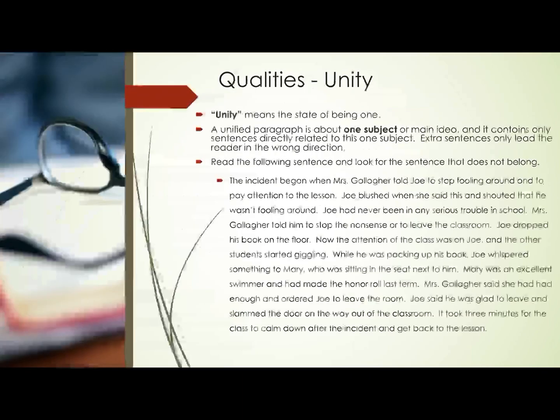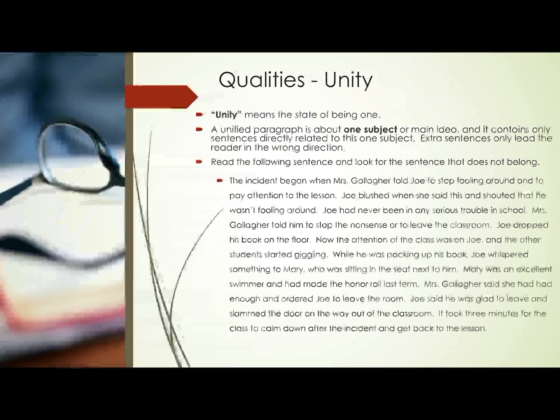Let's move on to qualities. We had 3 qualities. The first was unity. Unity means the state of being one. So if you play on an athletic team, or even in your family, if there's unity within your family or on your team or among your friends, it means you're one. You have the same goal. You're putting in the same effort for a goal that you might be achieving. Think of a football team that's trying to score. They're working together to move the ball down the field to score a touchdown. A paragraph is very, very similar.